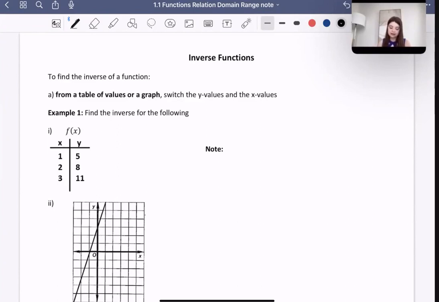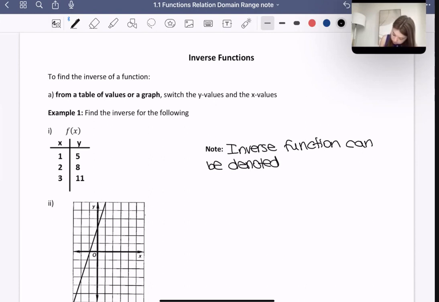So, basically, the inverse function can be denoted by f with a little minus one superscript there, x, right? So this is going to be our inverse of f of x.